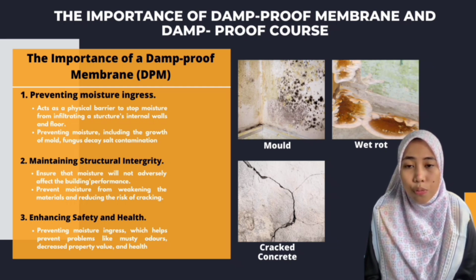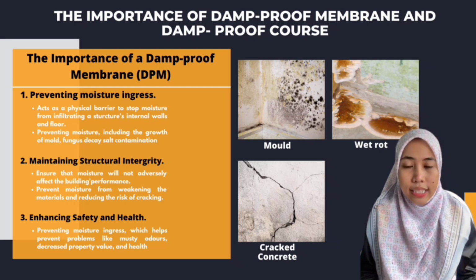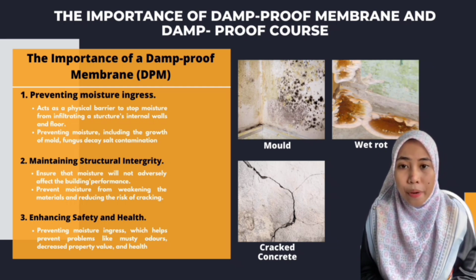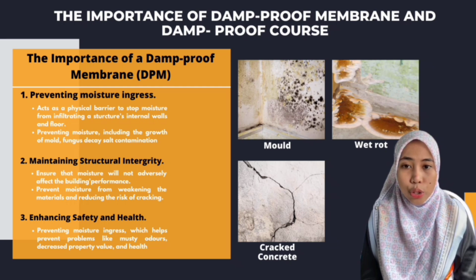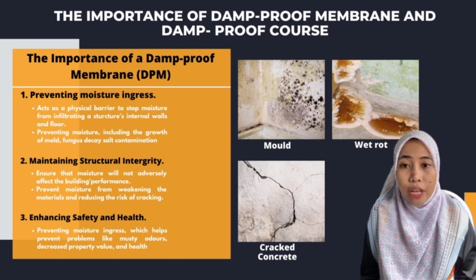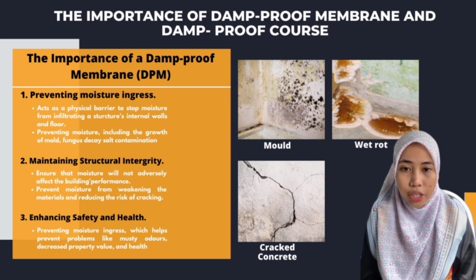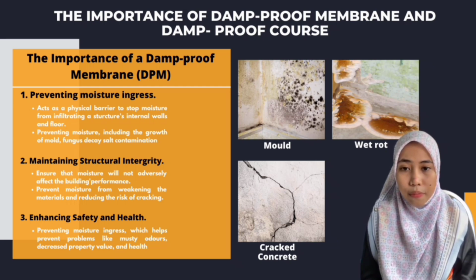Furthermore, a damp-proof membrane helps maintain a safe and healthy indoor environment by preventing musty odor, decreased property value, and damp-related health concerns. Next, the second point is maintaining structural integrity. The damp-proof membrane is essential for maintaining the structural integrity of a building by preventing moisture-related damage. A well-maintained damp-proof membrane ensures that moisture will not adversely affect the building's performance or structural stability over time.